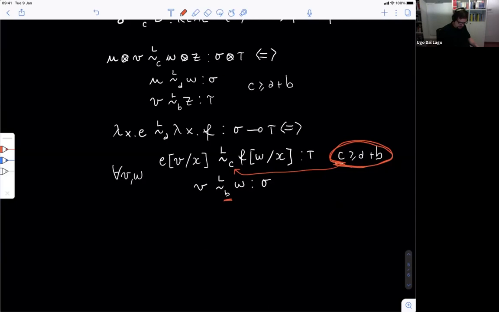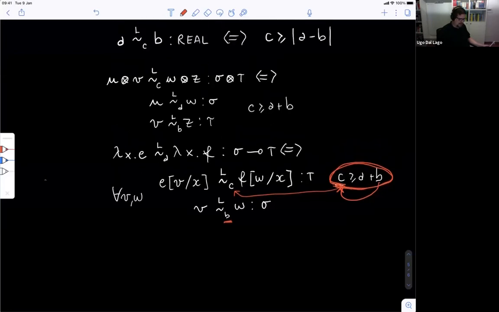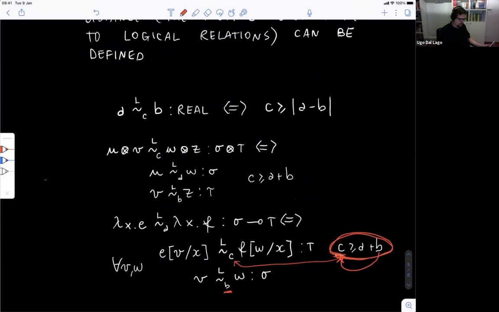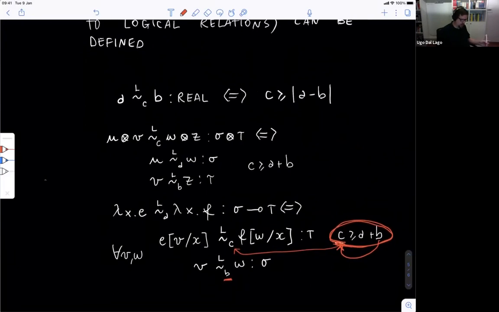And of course, this can be somehow discounted in this inequality. You can get some of it back in C. And A must be, on the other hand, big enough to fill the gap between B and C. Okay, so this way you get a metric counterpart to logical relations.